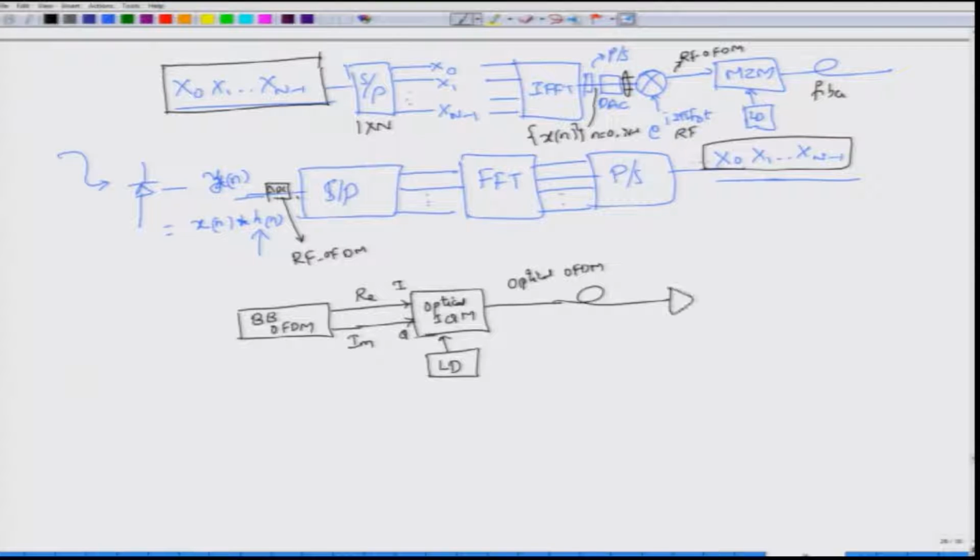At the output, after you have amplified and put nice band pass filters, you mix the incoming optical signal with a local oscillator signal. Then you get the real and imaginary components, which are then sometimes combined or not combined.